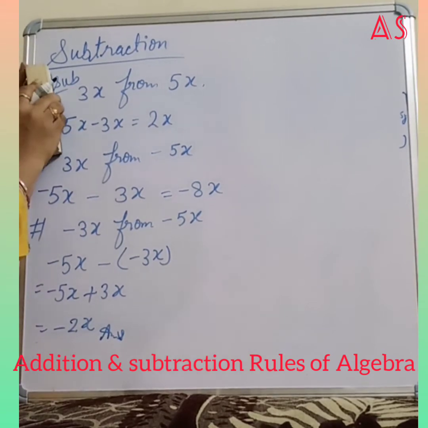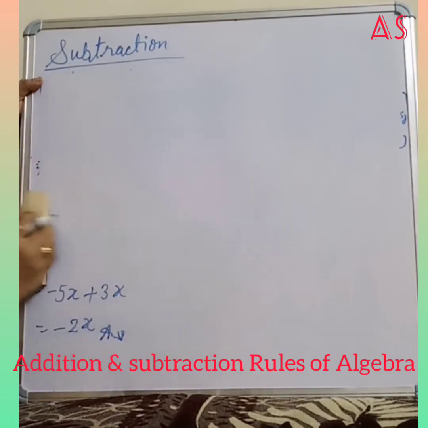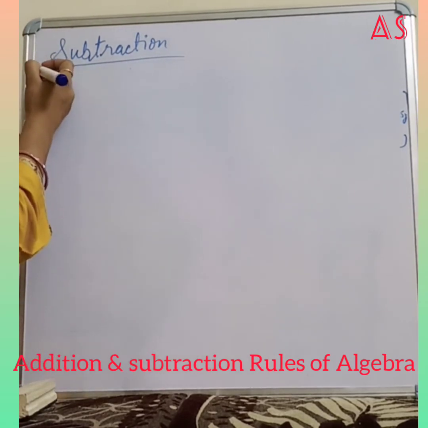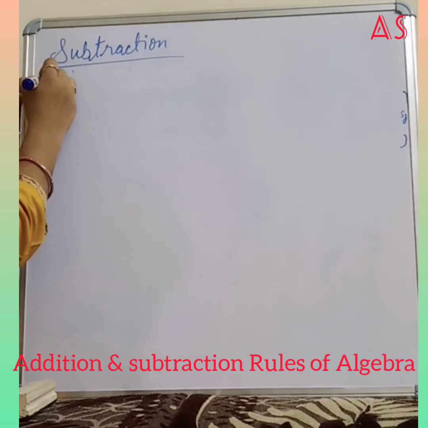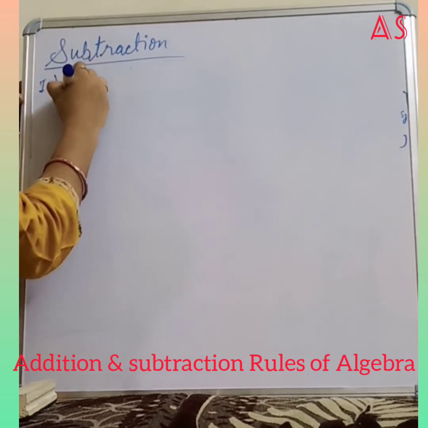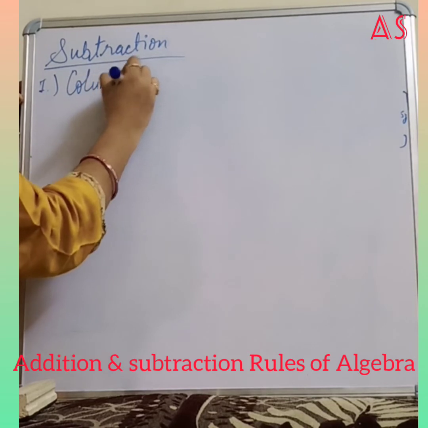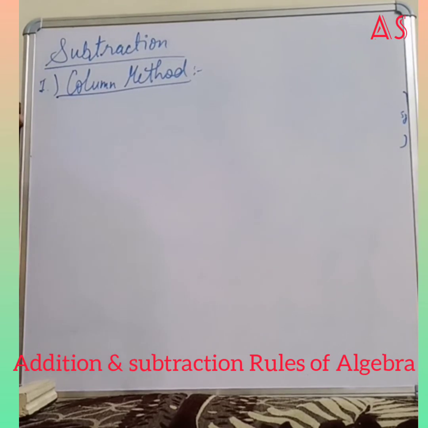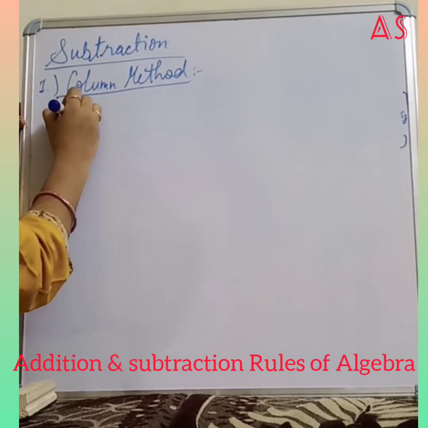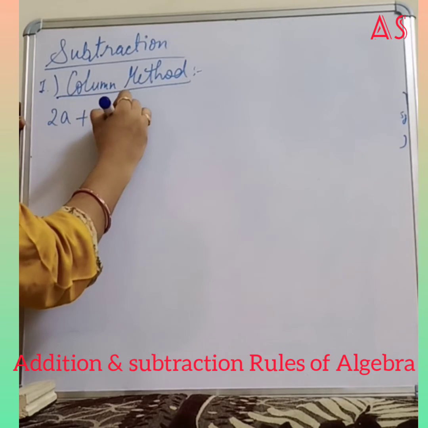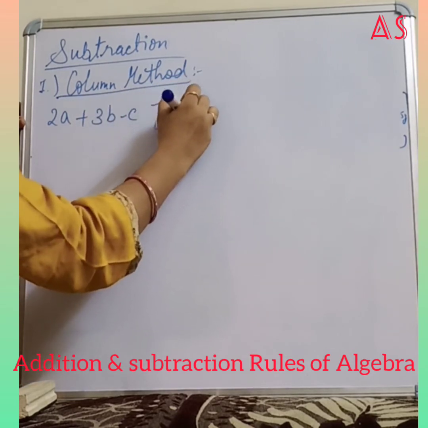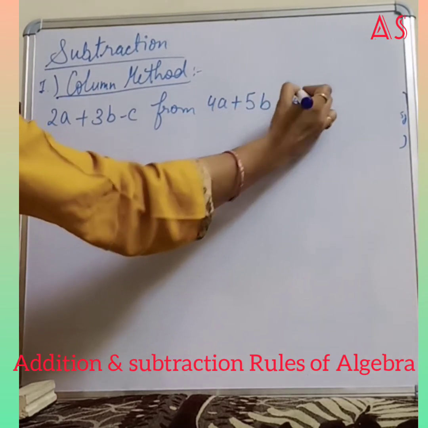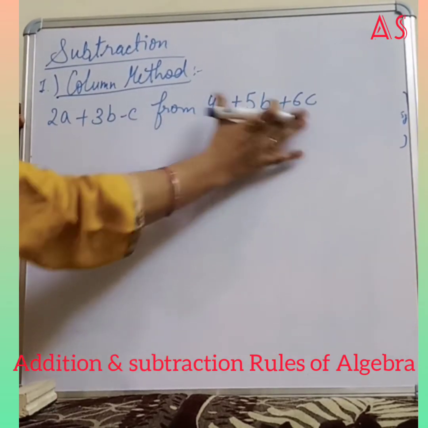Now we have more than 2 terms. For more than 2 terms or single terms also, we have 2 methods. The first method is the column method. You can use any method, but if a method is specified, then you have to use only that. So, the column method. Suppose your question is: subtract 2a plus 3b minus c from 4a plus 5b plus 6c. So "from" means this minus this.